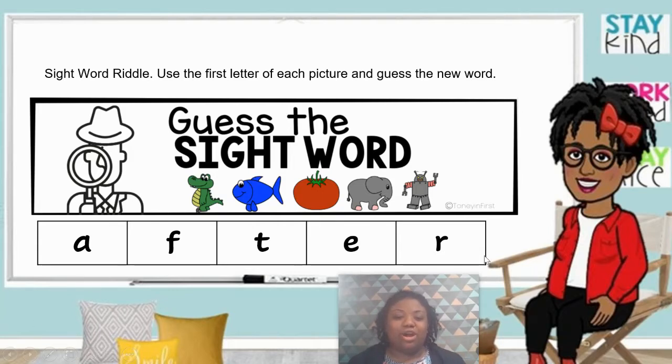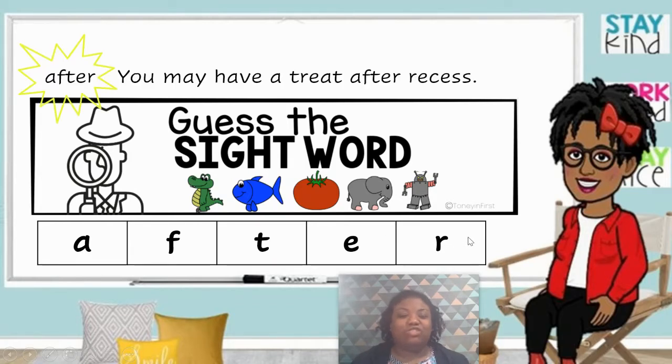After. Say that word after. Let's spell it together. A-F-T-E-R. What is that word again? After. The word is after. You may have a treat after recess. You say the word after. A-F-T-E-R. You spell the word after. You may have a treat after recess. You'll use the word after in a sentence.